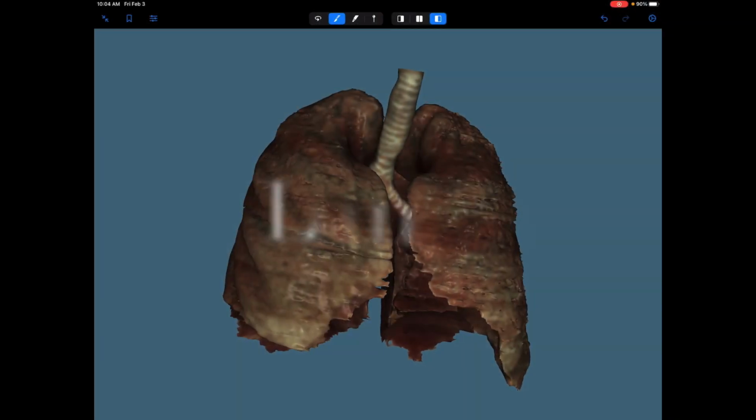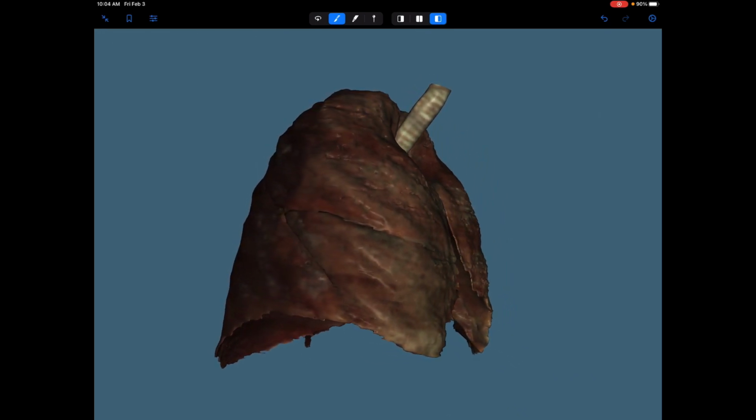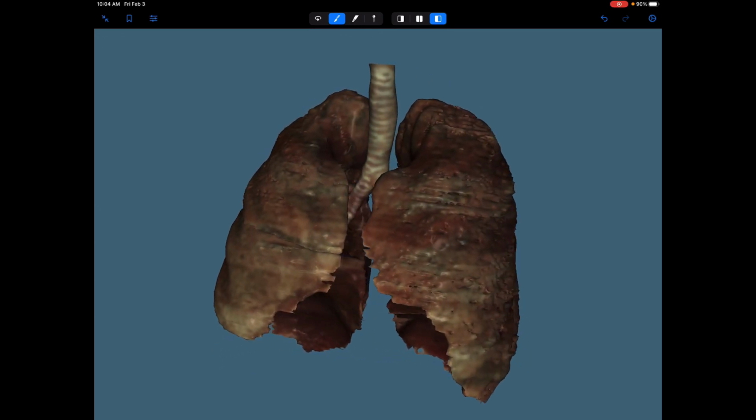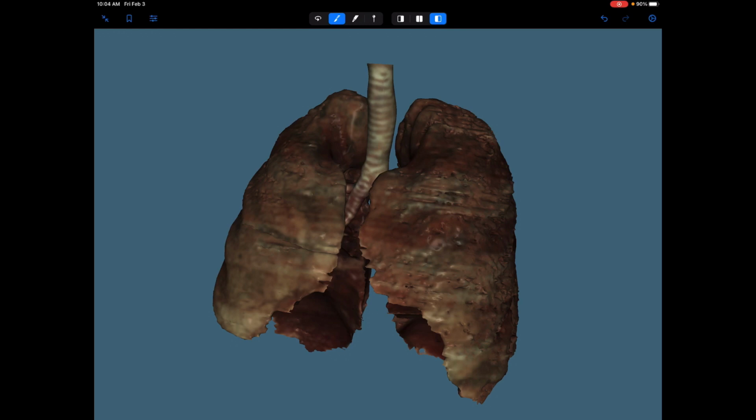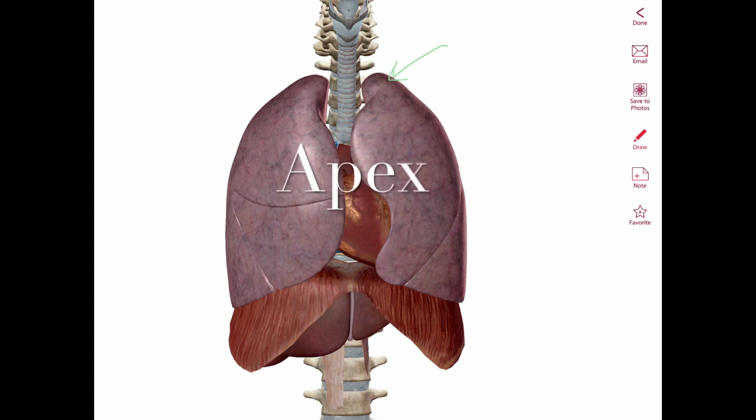Each lung is conical in shape, covered with visceral pleura and attached to the mediastinum by a bronchus, blood vessels, lymph vessels, and nerves. The parts of the lungs include the apex, which projects upward through the superior thoracic aperture into the root of the neck, about 2 or 3 centimeters above a medial third of the clavicle and at the level of the neck of the first rib.